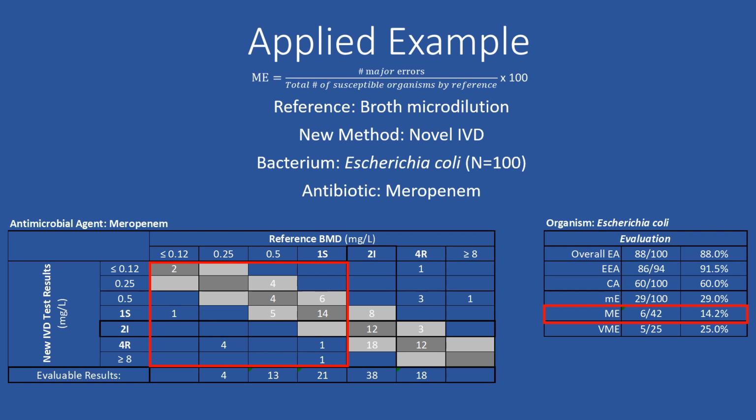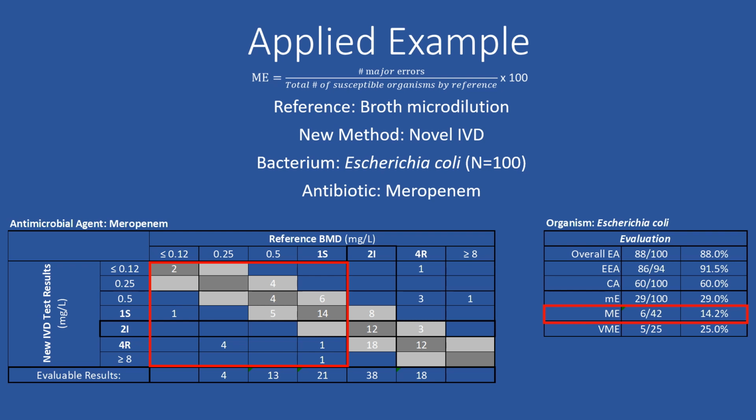To determine the denominator, we sum up all of the isolates with a susceptible result as indicated by the reference method, which is 42 in this example, and I've added in this red rectangular figure here to highlight which numbers are being included. So we get 6 divided by 42 and multiply this by 100 to get 14.2%. We can interpret this statistic by saying that approximately 14 to 15% of the isolates tested were incorrectly reported as resistant by the test method when they should have been susceptible to meropenem.